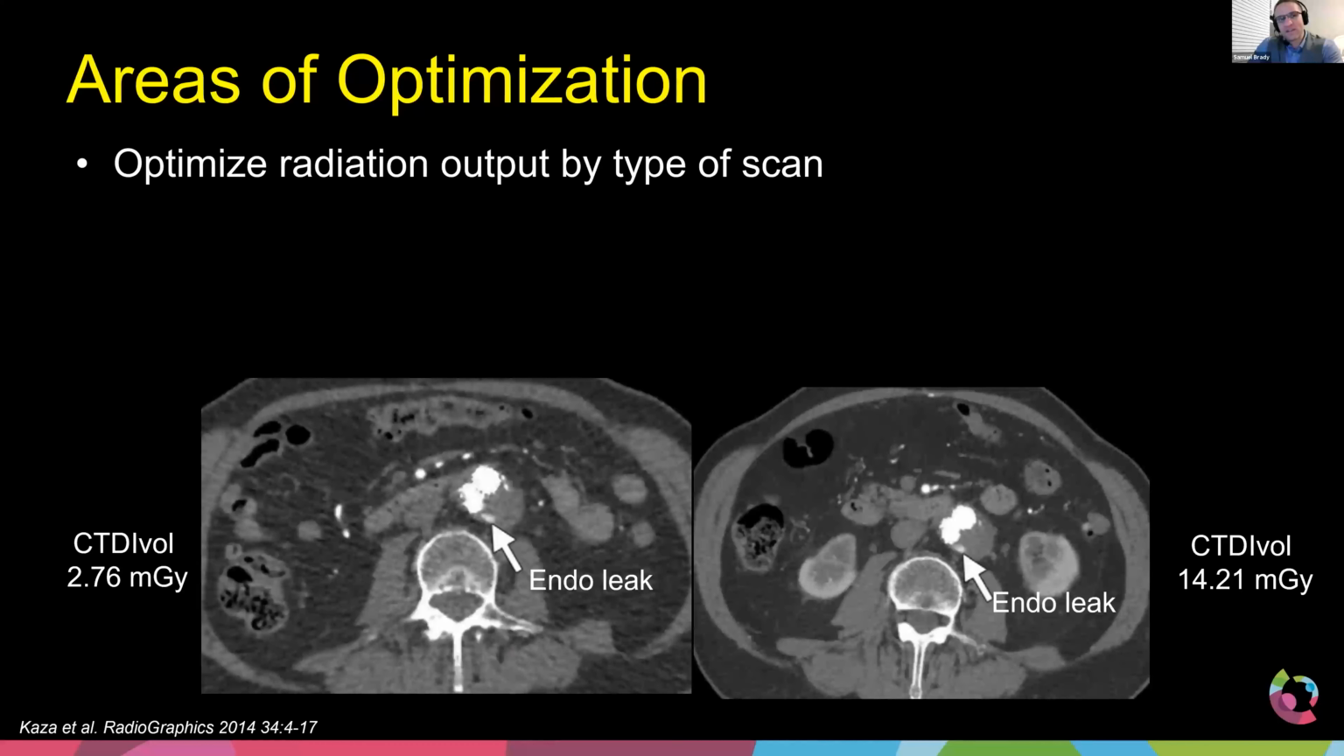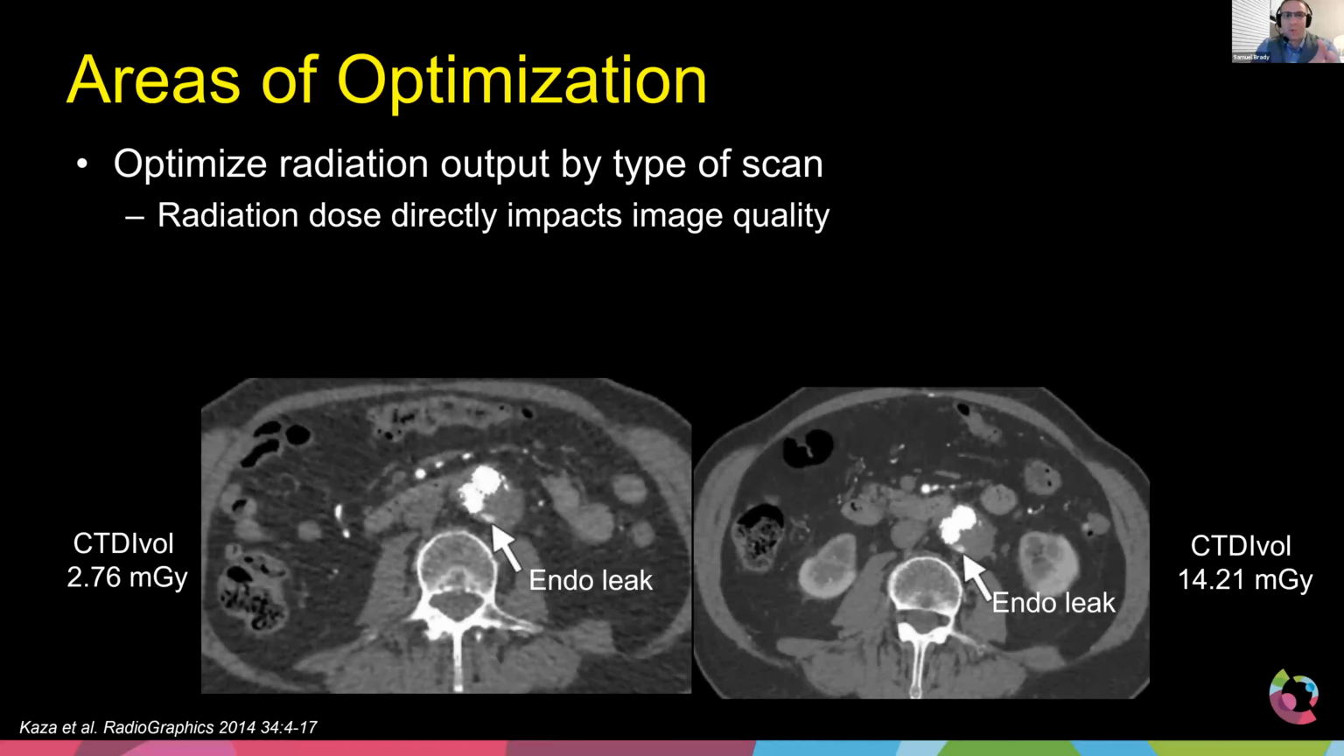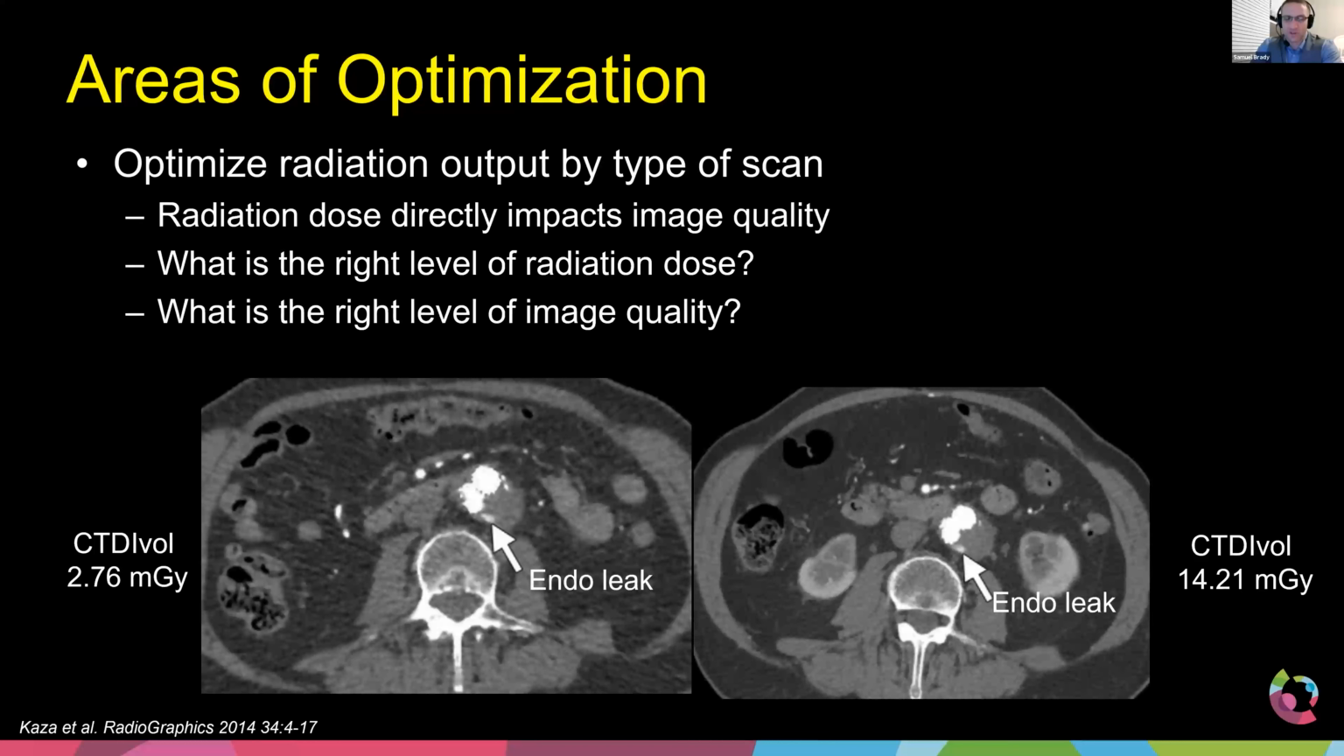I alluded to the fact that when we consider radiation dose optimization, one of the biggest ways we can reduce unnecessary radiation dose to our patient population is to ask not how low can we go, but where should we target the use of radiation. What is the right level of radiation dose? What is the right level of image quality?